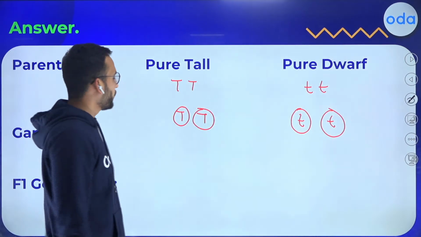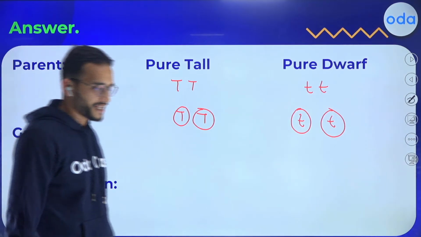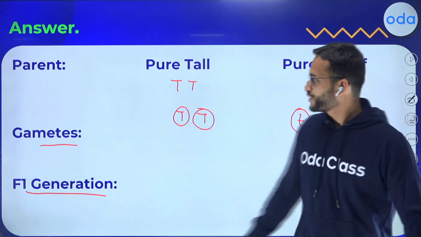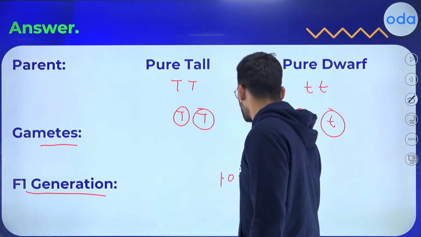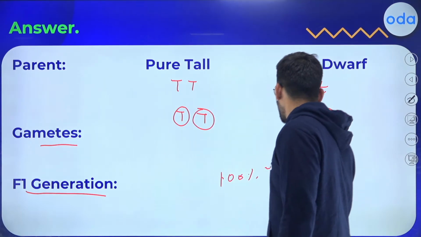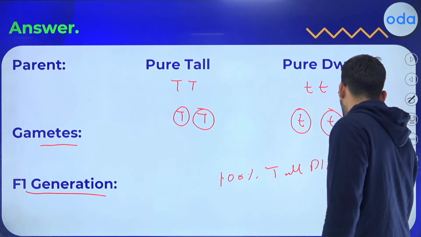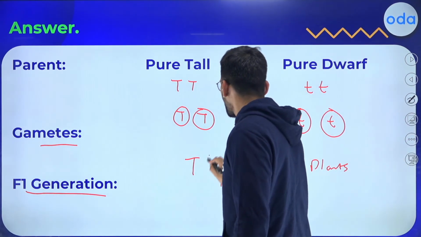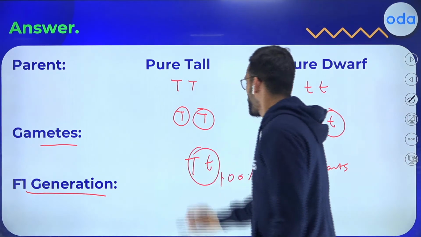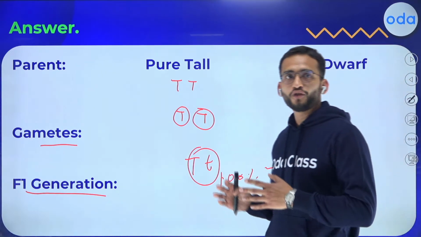Now, what is the probability of having the plants in the F1 generation? In the F1 generation, if you see the probability, there will be 100% tall plants. And what will be the genotype of these plants? It will be capital T and small t. And all the plants will be tall plants. So this was the result of F1 generation.